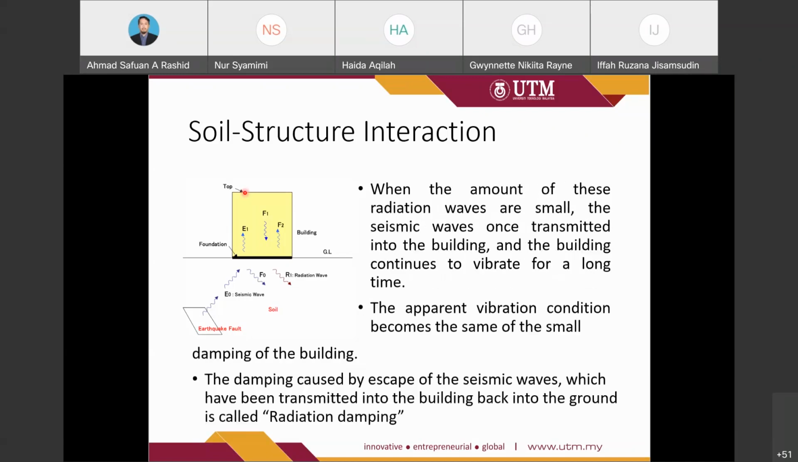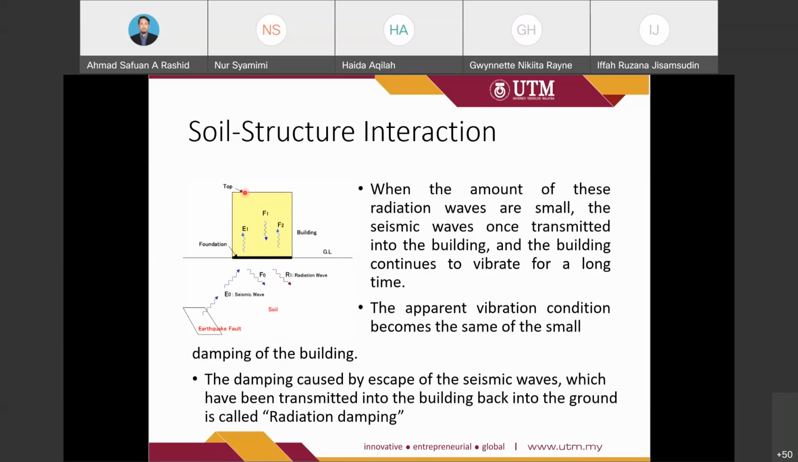So when the amount of these radiation waves is small, the seismic wave once transmitted into the building makes the building continue to vibrate for a long time. The apparent vibration condition becomes the same as that of a building with small damping. The damping caused by the escape of the seismic wave, which has been transmitted into the building, back into the ground is called radiation damping. So that is the cycle.